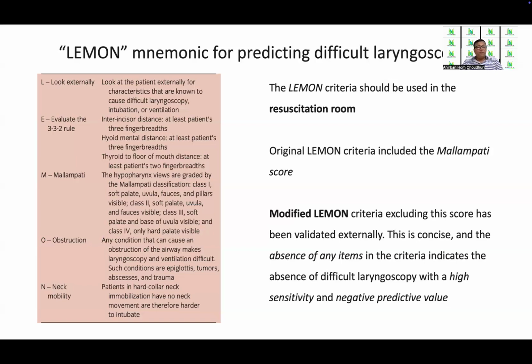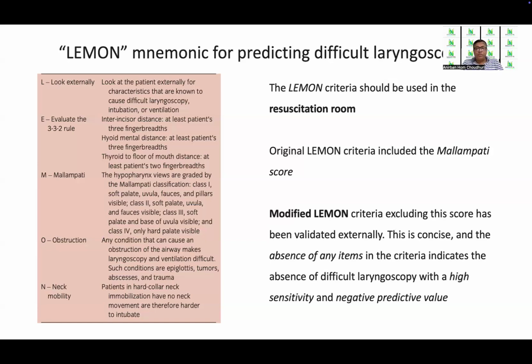The next alphabet is O. O stands for obstruction, which implies any condition that can cause an obstruction of the airway, making laryngoscopy and ventilation difficult. Conditions like epiglottitis, tumors, abscesses, and trauma. And the last alphabet, N, stands for neck mobility, which implies patients in hard collar neck immobilization who have no neck movements, and therefore they are harder to intubate.